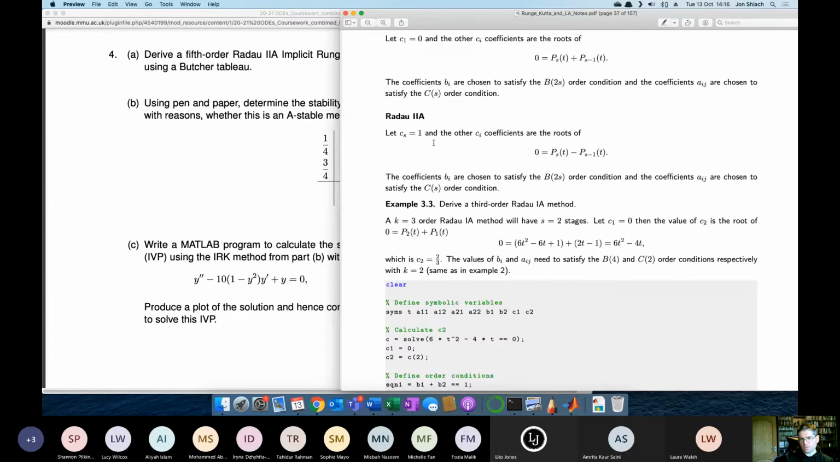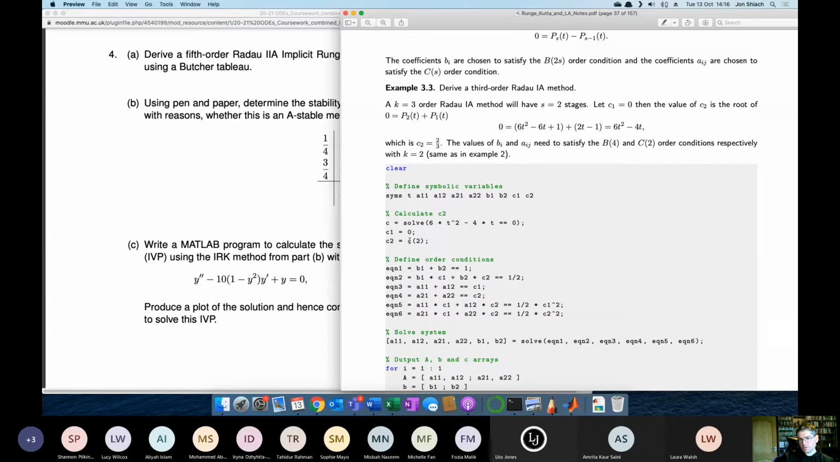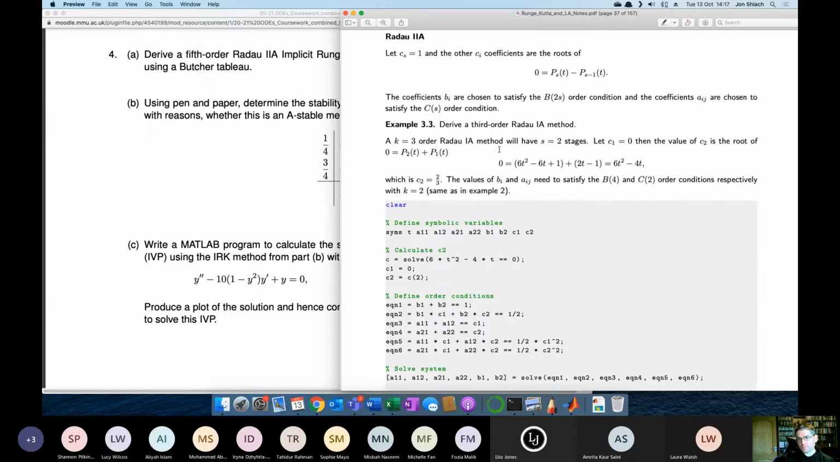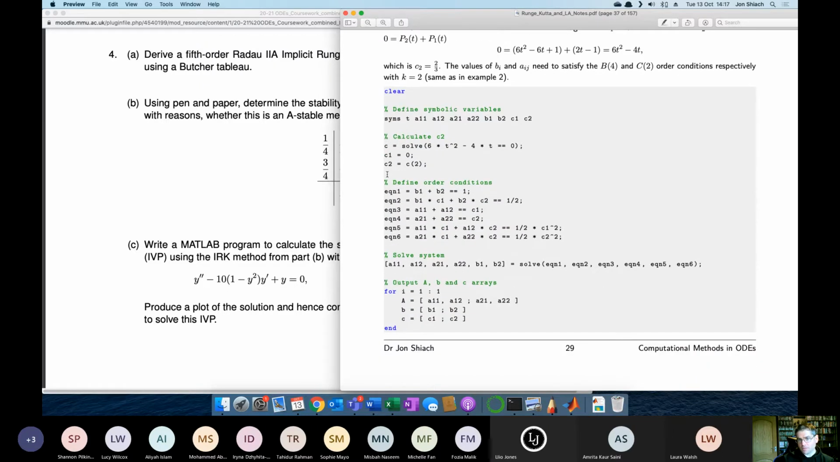So you set c_s to be equal to 1. The other coefficients are the roots of this. I've used MATLAB in the notes to calculate the roots of that, but you don't have to use MATLAB for this. The same applies as for the previous question: you could use any method available to you to solve. Find the roots of the Legendre polynomials, P_s and P_(s-1). Find the roots, and that'll give you your c values, and your b and your a values are chosen to satisfy the B and C order conditions. There's a similar example in the notes.